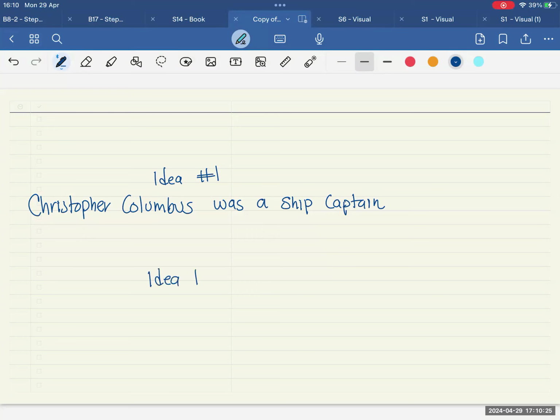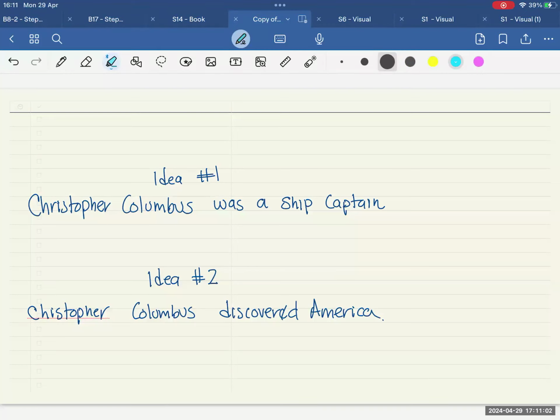And I'm going to say idea number two. Christopher Columbus discovered America. We understand that? Yes, right? Two ideas, in what conjugation? Present, past, or future? In past, right?